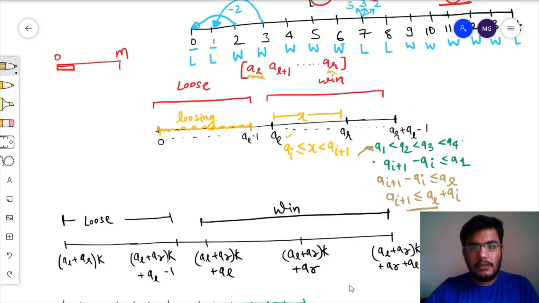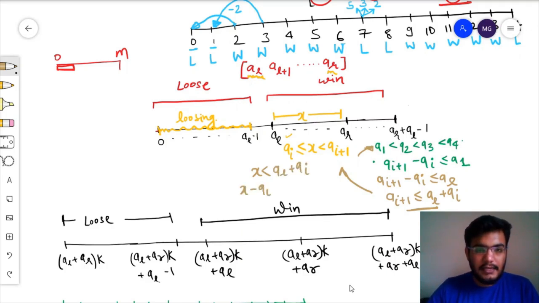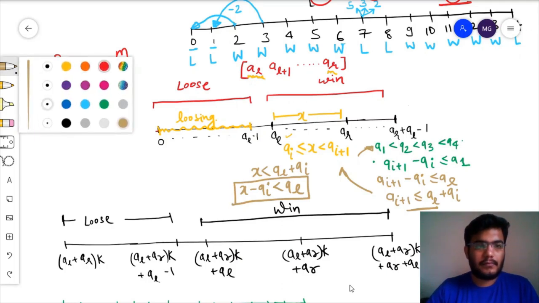Now, using this value here, it comes out that X is less than A_i plus 1, and A_i plus 1 is less than or equal to A_L plus A_i. So we can write that X will be less than A_L plus A_i. We can also write that X minus A_i will be less than A_L. Now, let's see what we can conclude from this.